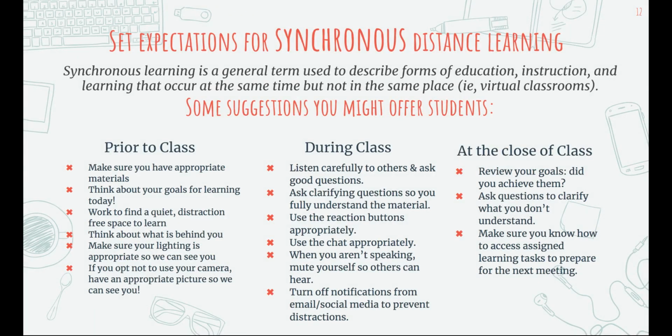So, setting expectations for synchronous learning, and you see the definition there: basically learning that takes place at the same time but not in the same place. So this is when you're online with your kids and you're teaching them new instruction. Okay, so these are suggestions that you might offer students prior to class, during class, and at the close of class. I'm not going to read them all, but just think from the student's perspective. Maybe if you establish some expectations for synchronous learning, they may not have thought through those things. It can help avoid uncomfortable situations or miscommunication.